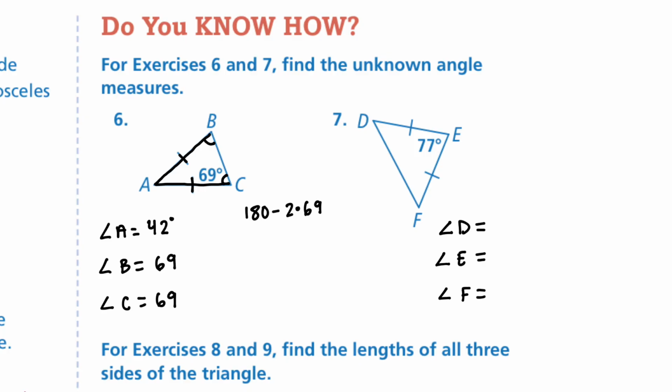For problem 7, once again, isosceles triangle. Base angles would be congruent. So straight opposite from the congruent sides, we have the congruent angles. If angle E is 77 degrees, then you would say 180 minus 77 and divide that value by 2. And that would give you the measurements of angle D and E, which is 51.5 degrees.